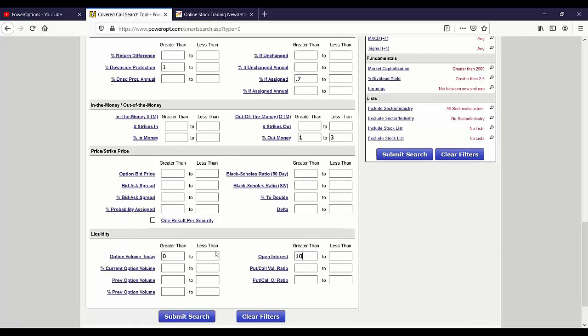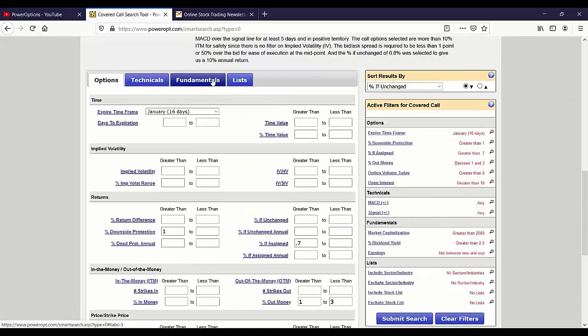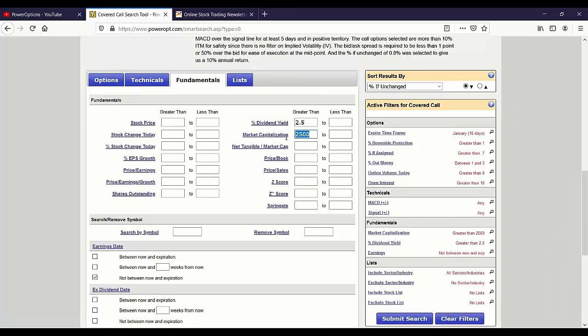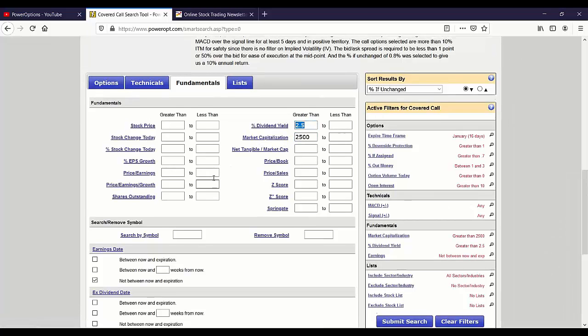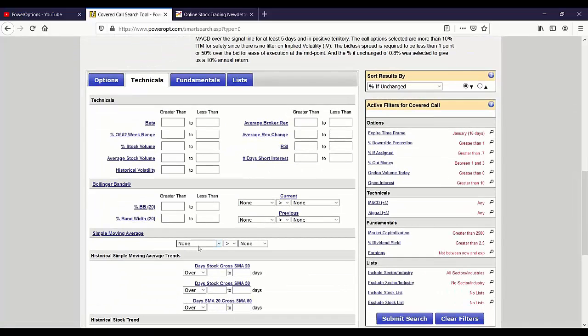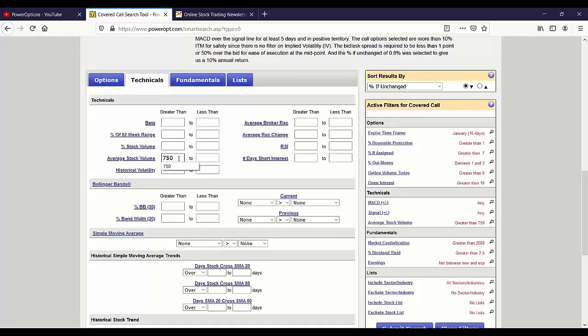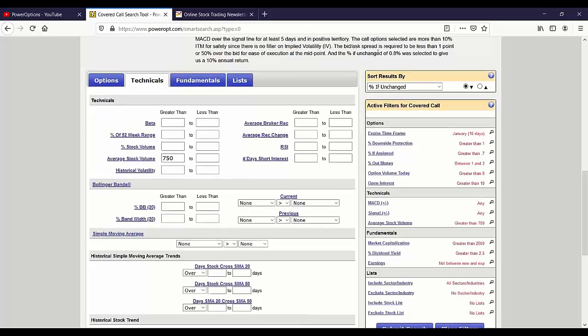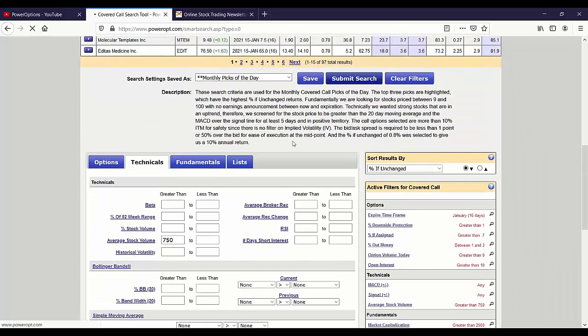Some basic volume and open interest. We're going to avoid earnings, and we're just going to look for mid to large cap stocks with a 2.5% yield. I'm not worried right now in the technicals that the stock is trading in an uptrend, which I'd normally look for. If it has a positive MACD, average stock volume might be a good one. Let's put in 750,000. All right, well, let's see what we've got here. Hopefully we see some common names.